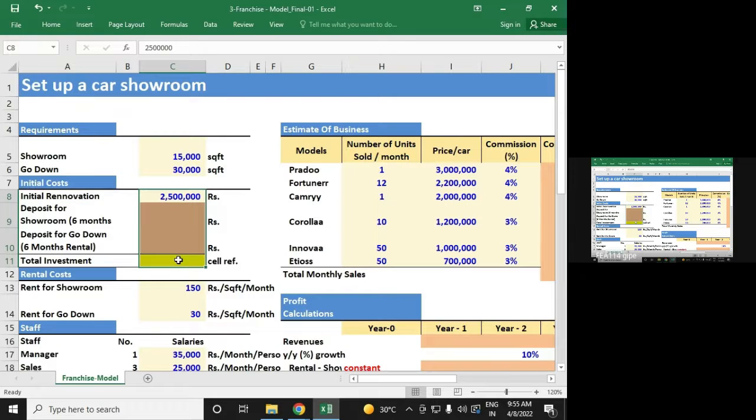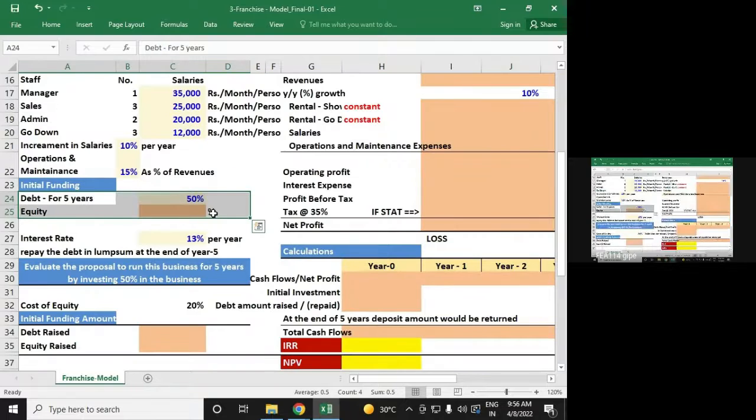So we will be able to get this business off the ground by paying the two deposit amounts and the renovation charge. These are my initial investments required to get the business started. This is the negative cash flow that you will see at the start, the investment required. Now, where is the money coming from? The money is coming 50% from debt and the remaining from equity, where debt is available to us at an interest rate of 13% and to be repaid in lump sum after 5 years.